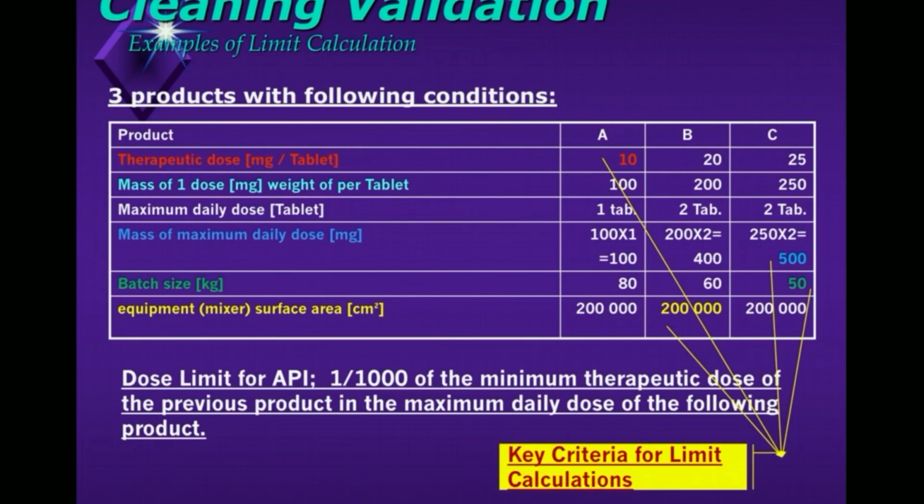So key criteria for limit calculation is 10 milligram, because this is the minimum therapeutic dose, and maximum daily dose, or mass of the maximum daily dose, is 500 milligram, and batch size, minimum batch size, is 50 kg, and the surface area of the equipment is 200,000 centimeters square.